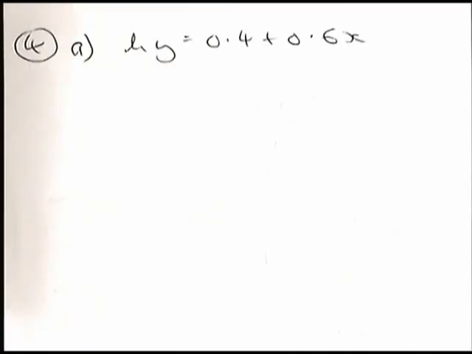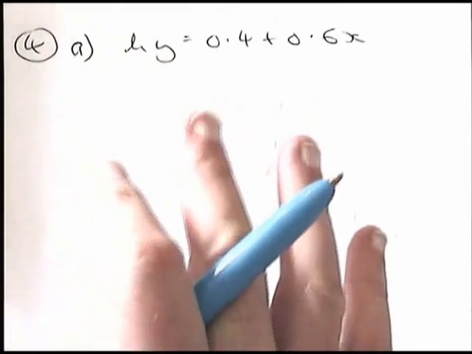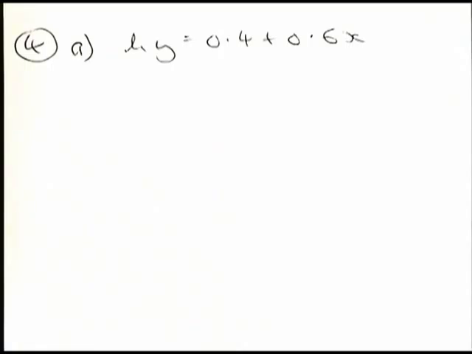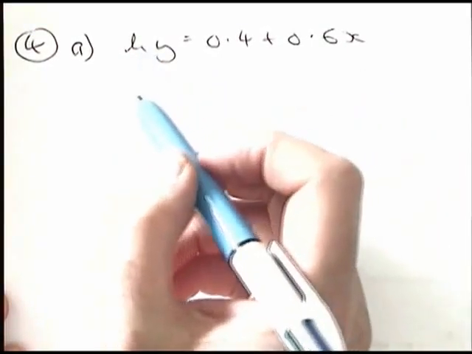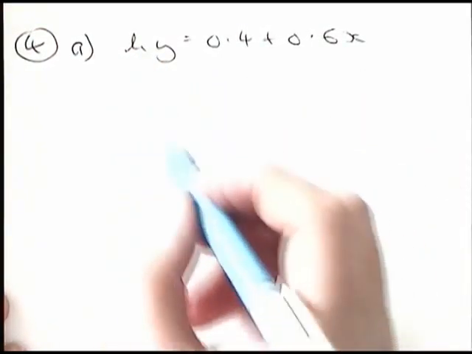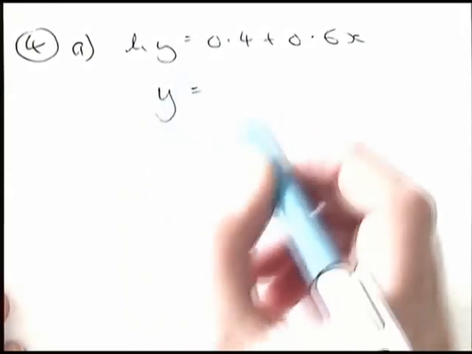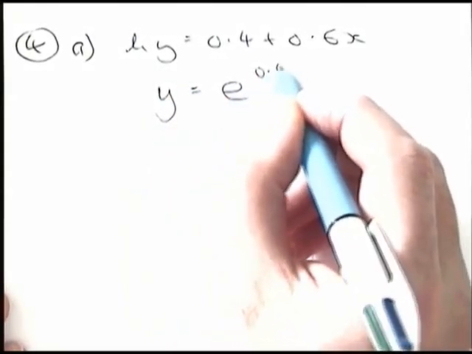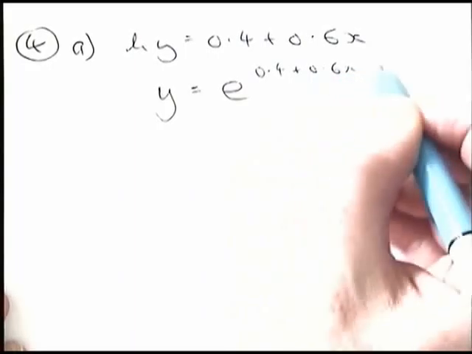In question 4, they give you an expression for log of y, and they want you to get that in an expression of y in terms of x. So, okay, I think that's fairly easy. Let's get rid of the logs. How do I get rid of a log? I do e. So I can get rid of the log here if I do all of this side as e to the power of.